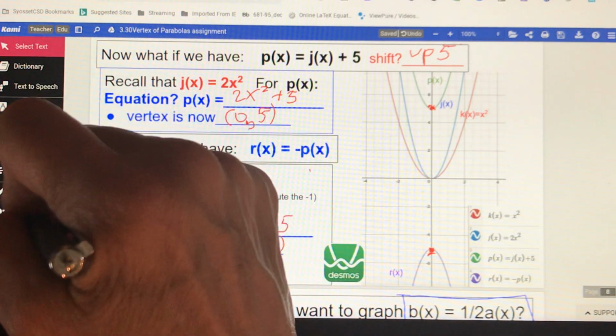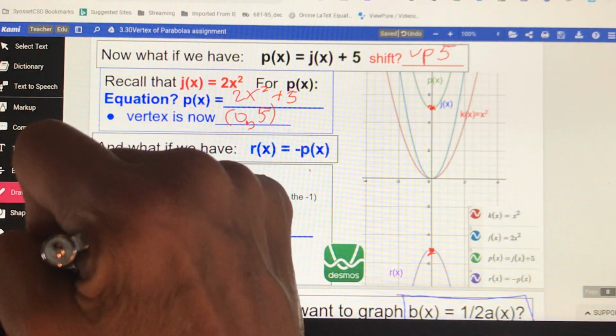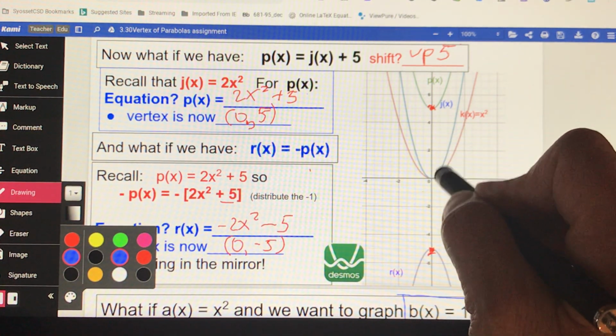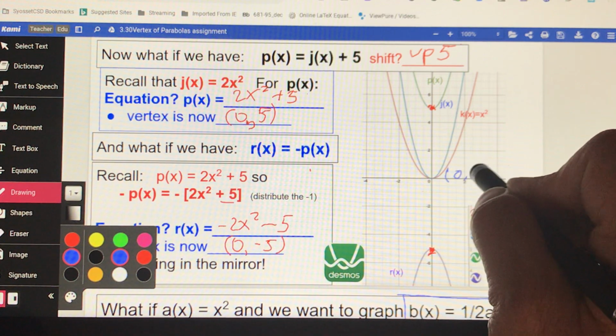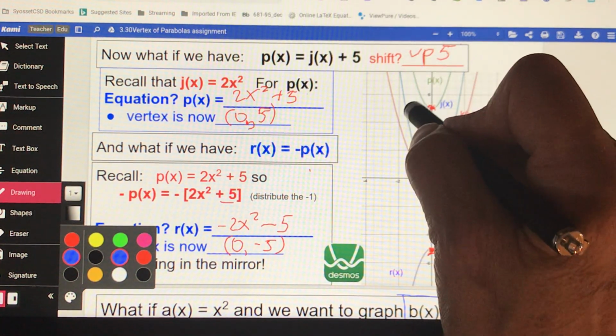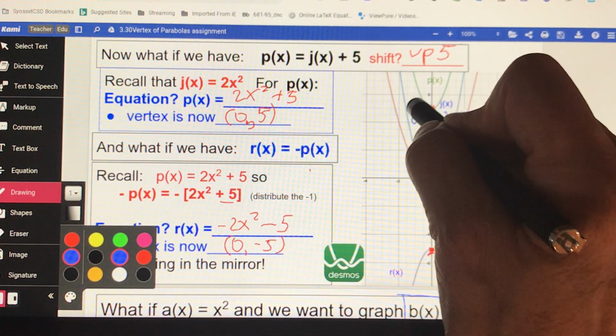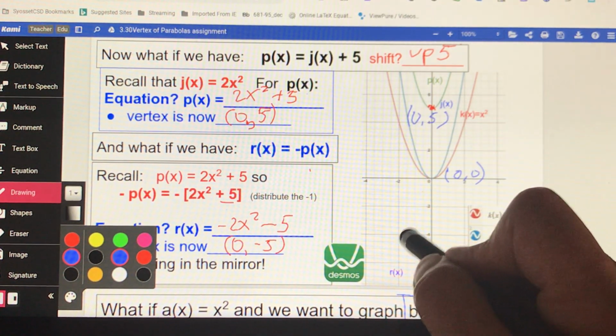So you can see our vertex, 0, 0. When we add 5, it becomes 0, 5. When we reflect it, it becomes 0, negative 5.